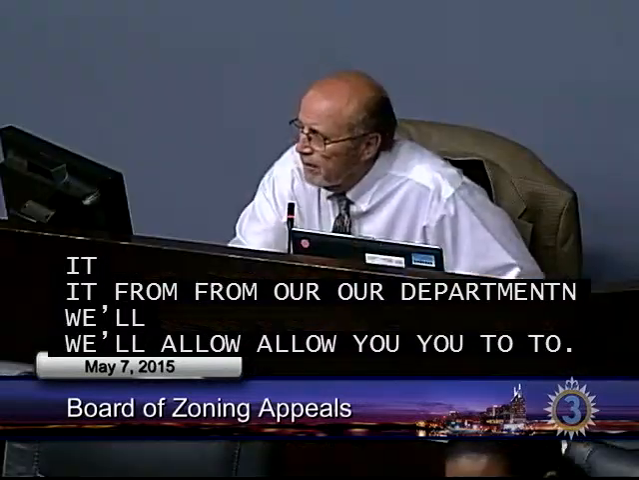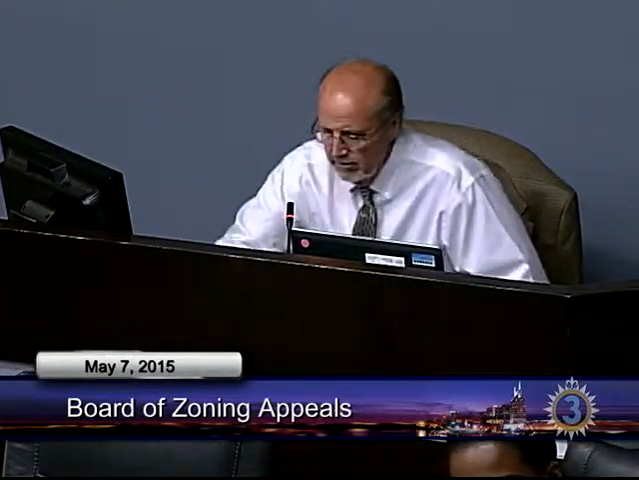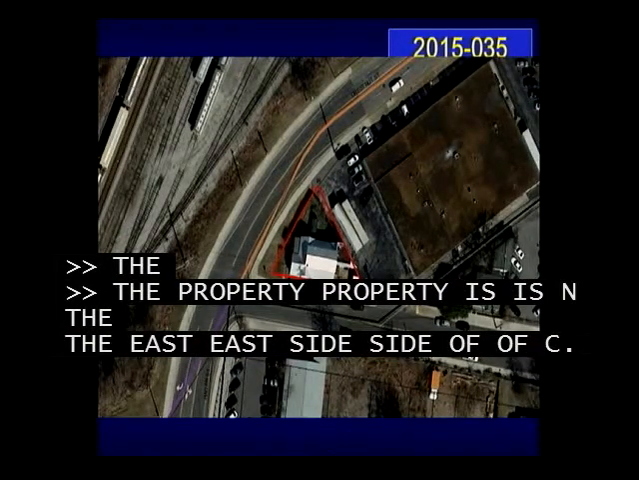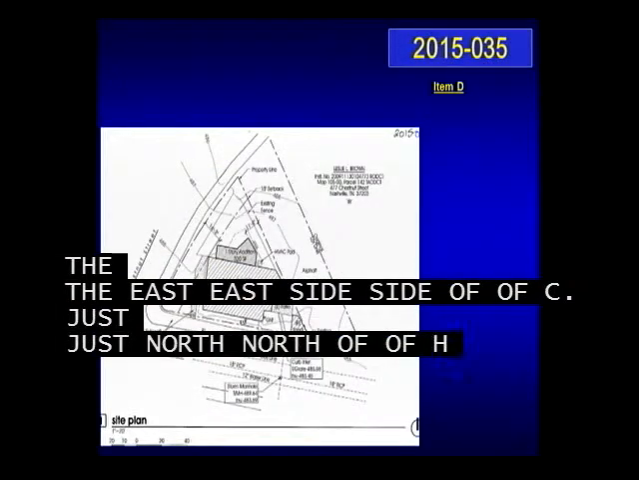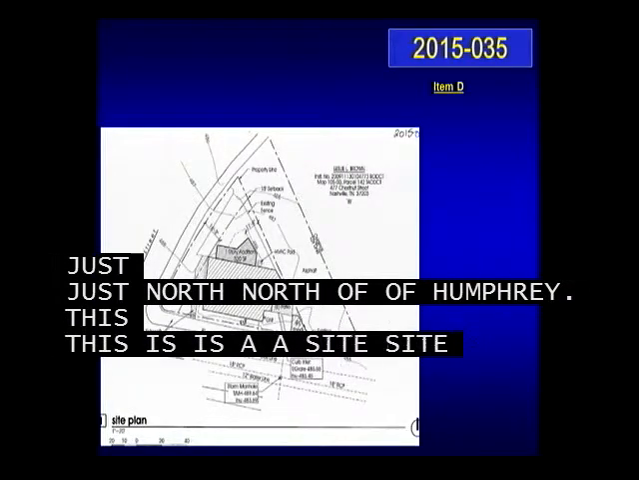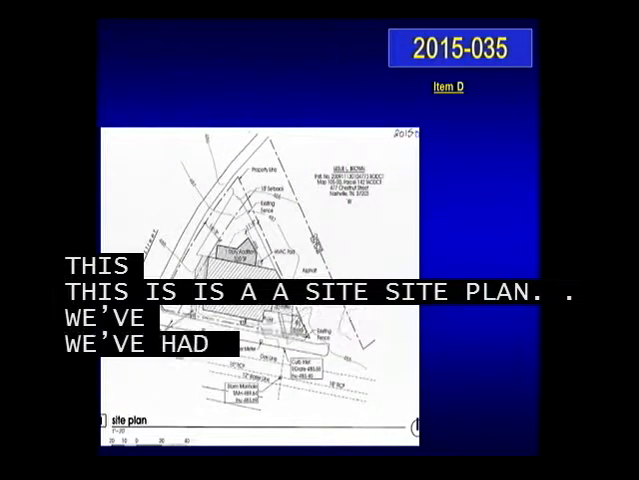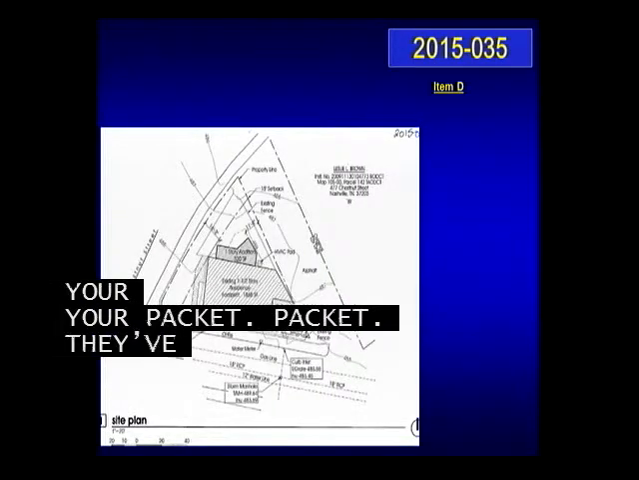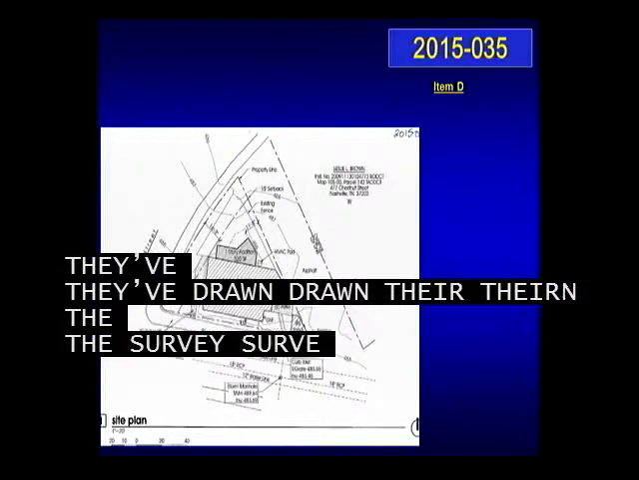Okay, the property is located on the east side of Chestnut, just north of Humphrey Street. This is a site plan. We've had another site plan submitted, which you've got in your packet. They've drawn their site plan on the survey that was submitted by the neighbor and shows their addition.